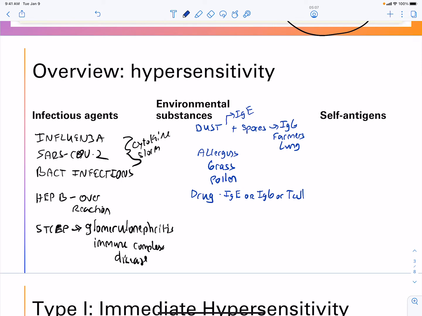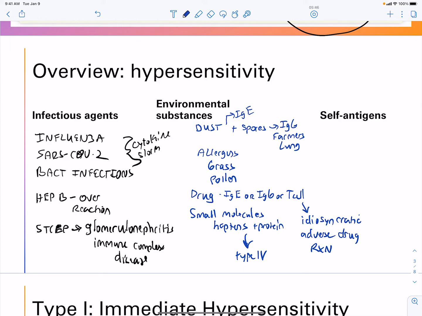You can have small molecules such as haptens. And this can be things like poison ivy. And these are going to lead to a T cell response, type 4. With respect to drugs, a T cell response can lead to an idiosyncratic adverse drug reaction. And then with respect to our self-antigens, you could have an autoreaction, and to some level in our bodies that is normal. But if you have an exaggerated response, this leads to autoimmunity.